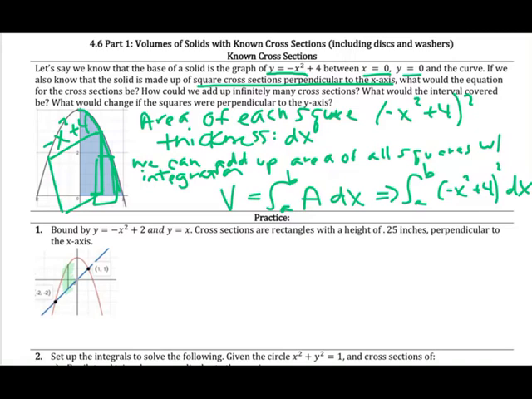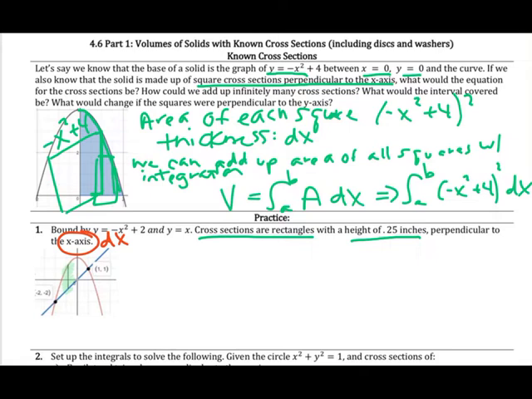So for problem 1, we're going to be finding the volume that is bound by negative x squared plus 2 and y equals x. It's specifically telling us that the cross sections, meaning the vertical prisms that we're looking at here, are going to be rectangles that have a height of 0.25 inches, and they are perpendicular to the x-axis. When you hear things like perpendicular to the x-axis, that is telling us that we are going to integrate with respect to x, because this is changing in terms of x.